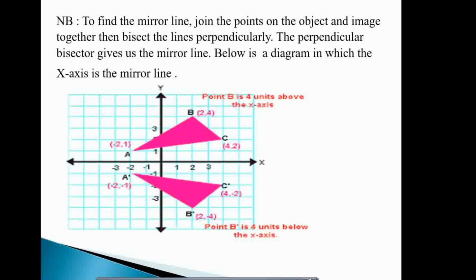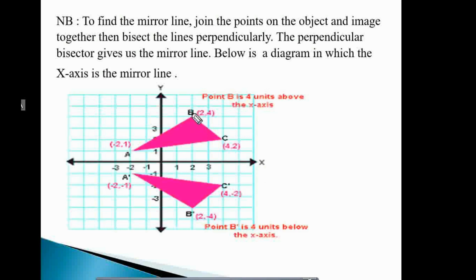So in this diagram, you can see a triangle ABC, which is the object, and then we have A prime, B prime, C prime. So our x-axis is our mirror line, meaning that the distance taken from the object to the x-axis should be equal to the distance taken from the x-axis to where the image is. You can see point A has been mapped onto A prime perpendicularly, and also at the same distance from the mirror line to the image and to the object.